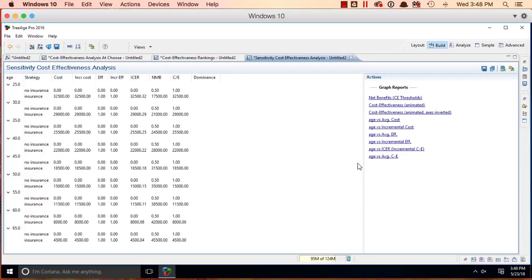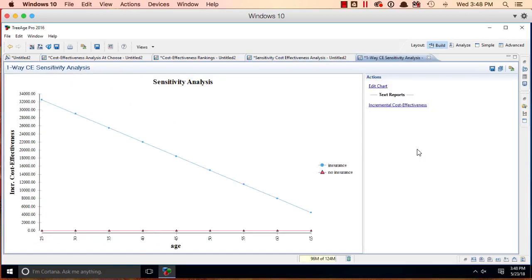So what the sensitivity analysis does here is it shows the ICER calculation for different values of age. So $32,500, that's the cost effectiveness of health insurance, the ICER of health insurance compared to no health insurance for a 25-year-old. $29,000 for a 30-year-old, $25,500 for a 35-year-old, and so on. And then you can just graph those values here. So on the y-axis we have the ICER. Remember that lower ICERs are more cost effective. ICERs less than $50,000 per quality adjusted life year are cost effective. So in this case, insurance is always cost effective.